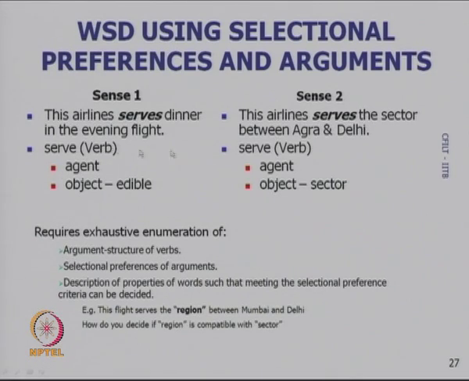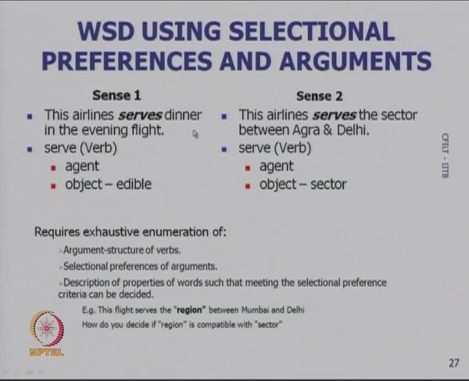Here serve is a verb. Here also the agent of serving is required. Agent is a necessary argument, and serve also has an object. Here serve has an object again, but the object here is a sector. Here the object is something edible. So, now one can see that it is possible to disambiguate the word serve from the property of the object it is taking, isn't it?